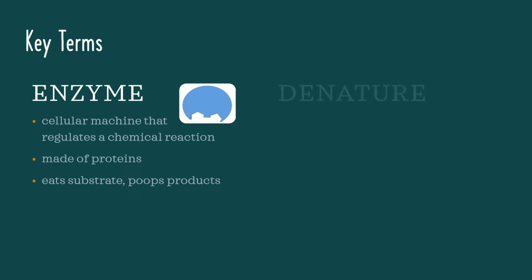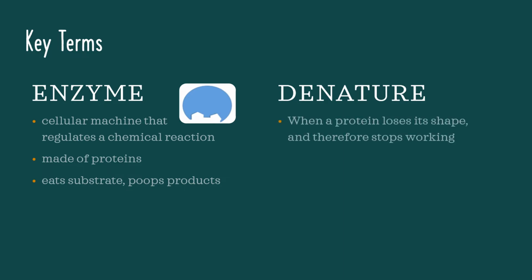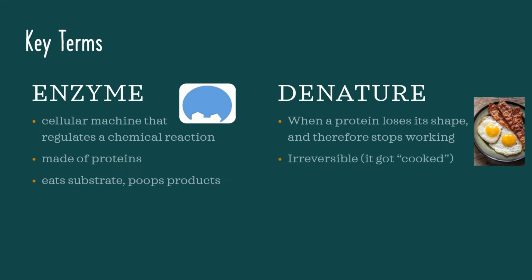Our second key term is the verb to denature. Denaturing happens to proteins when they lose their shape and therefore they stop functioning. The process of denaturing is irreversible, and you've witnessed how heat irreversibly denatures proteins if you've ever cooked egg whites. When the runny proteins become denatured, they turn solid and white.